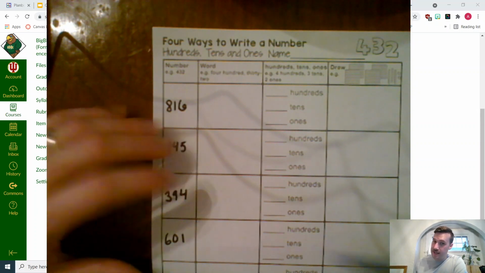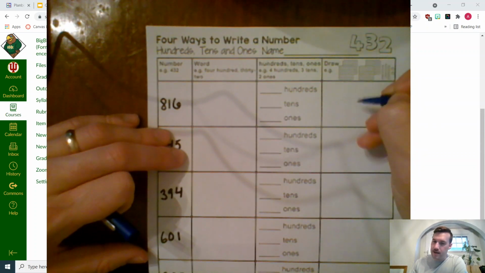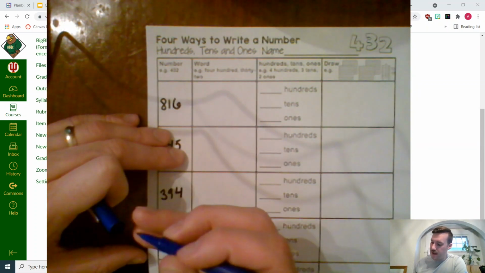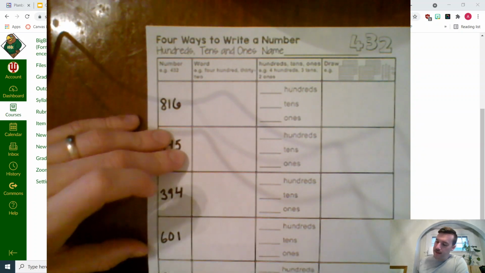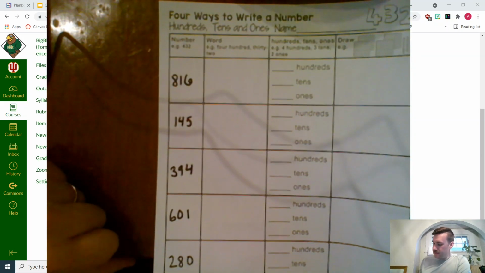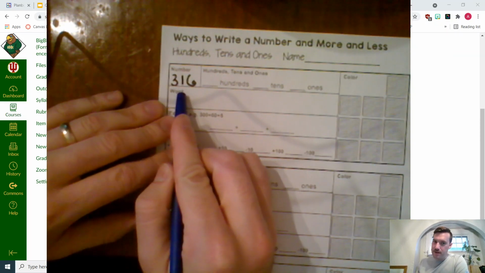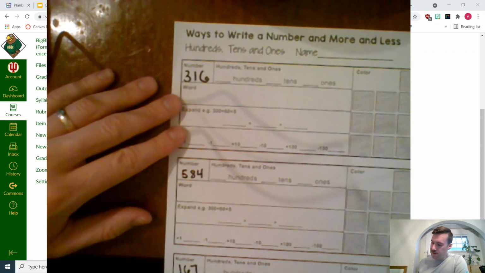When you're drawing tens, you don't need to make them blocky, just use a line. And then when you're drawing ones, just use a dot. You don't need to make a tiny cube. And once you're done with all 6 of these on the front, you're going to move to the back. Now, I've given you the number again, and you've only got 3 different ones here.